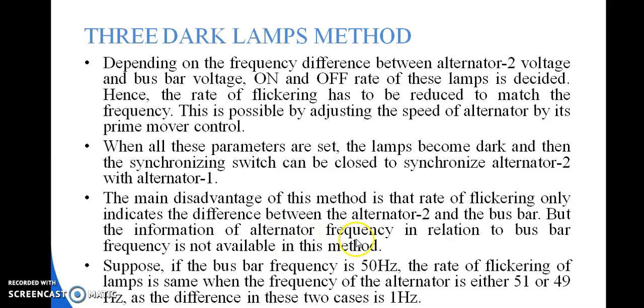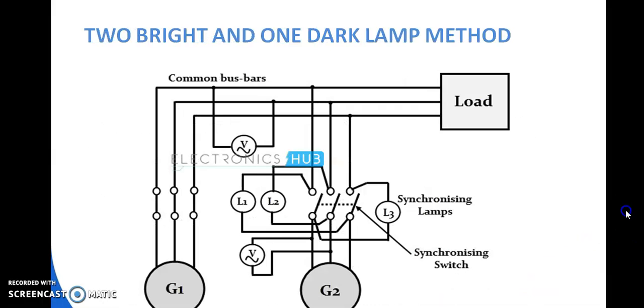But the information of alternator frequency in relation to bus bar frequency is not available in this method. Suppose the bus bar frequency is 50 Hz, the rate of flickering of the lamp is the same when the frequency of the alternator is either 51 or 49, any frequency nearer to 50 Hz, as the difference in these two cases is 1 Hz only.